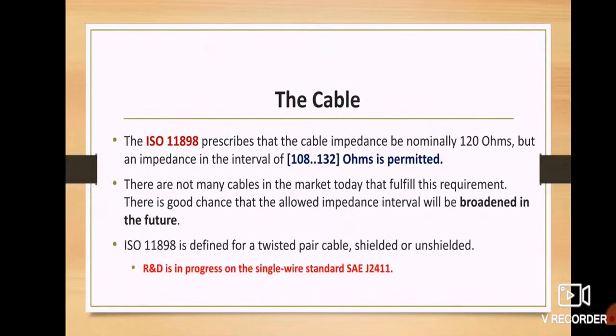ISO 11898 prescribes that the cable impedance be nominally 120 ohm, but an impedance in an interval of 108 to 132 ohm is permitted. Of course, theoretically it is prescribed as 120 ohm, but in the practical scenario, we may use 108 to 132 ohm, as there is distortion and loss, and then it will still be capable as 120 ohm.